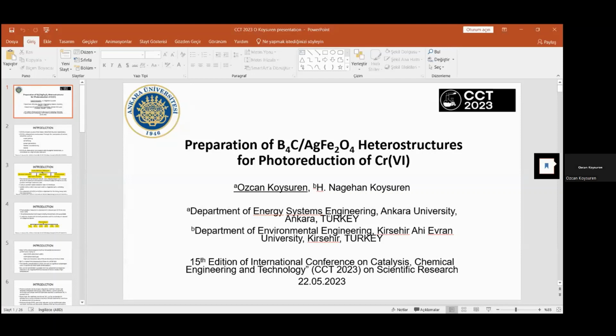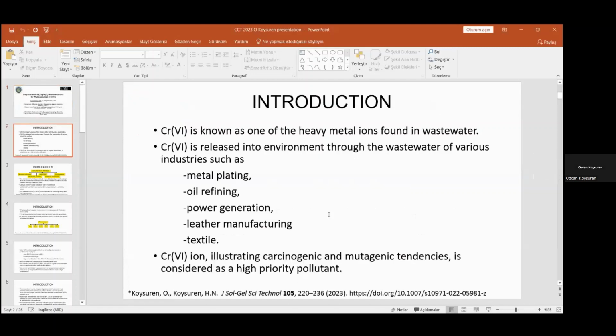I will today talk about the preparation of boron carbide and silver ferrite heterostructure for photoreduction application of chromium-6. Let me introduce you the topic a little bit. Chromium-6, as you know, is a heavy metal and mostly found in wastewater and also soil.